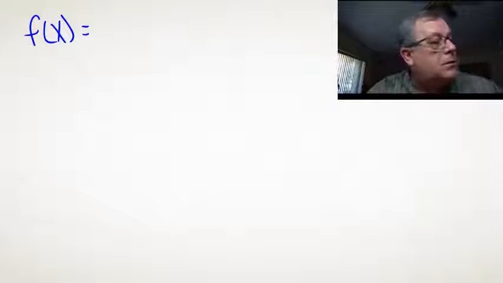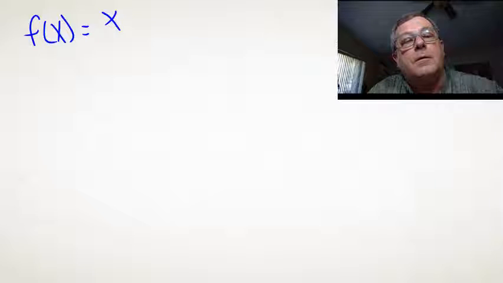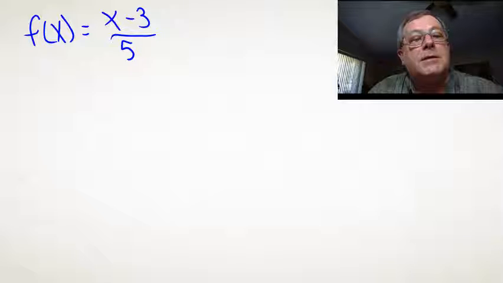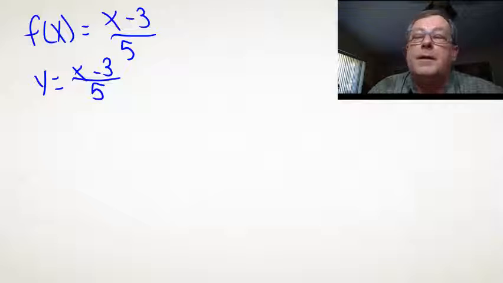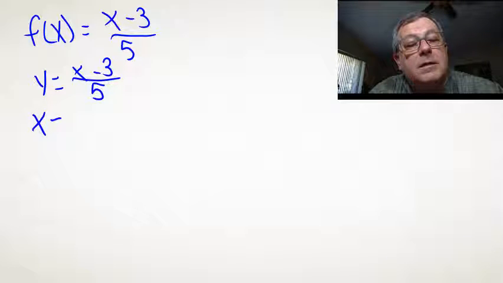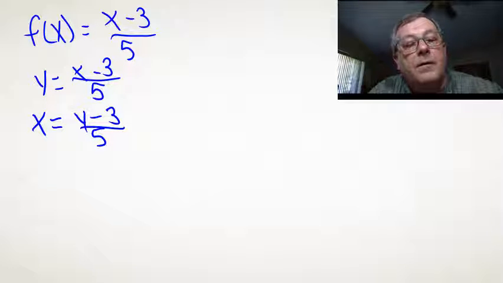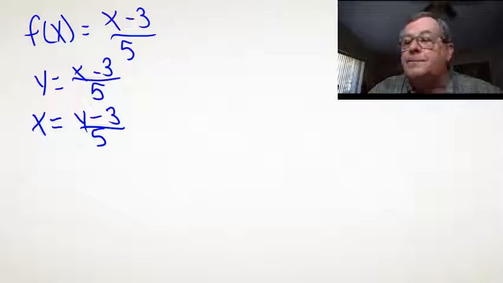So let's start here with 2a. I've got f of x equals (x minus 3) over 5. And let's see, step 1 is I'm going to replace f of x with y. So I've got y equals (x minus 3) over 5. Then step 2 is to exchange x and y. So now I've got x equals (y minus 3) over 5. And step 3 is to solve for y.